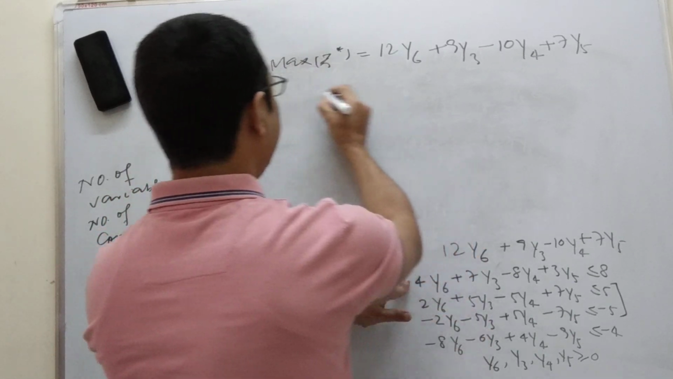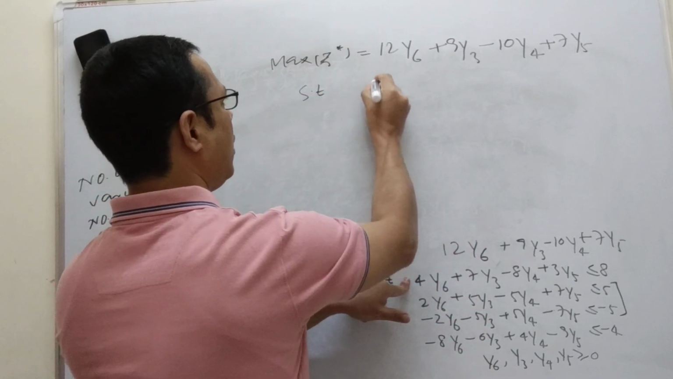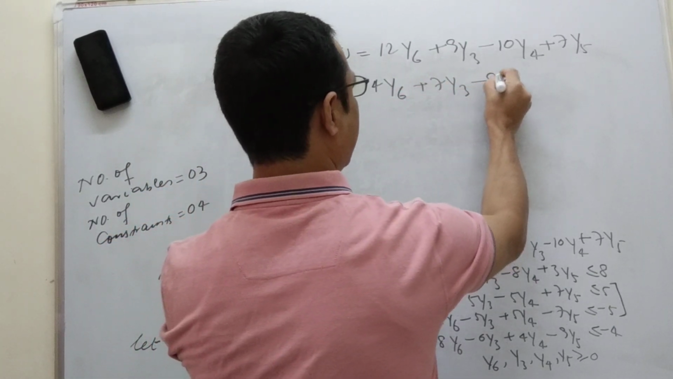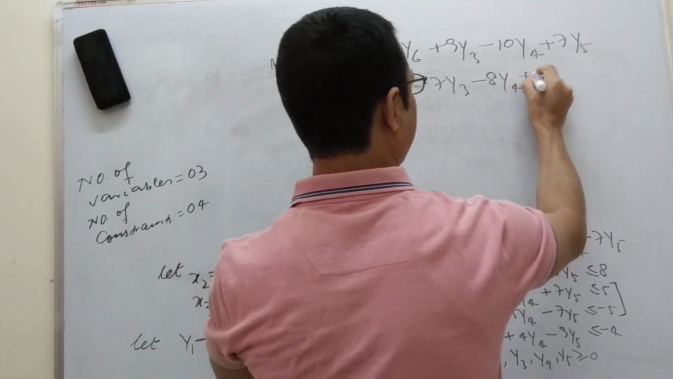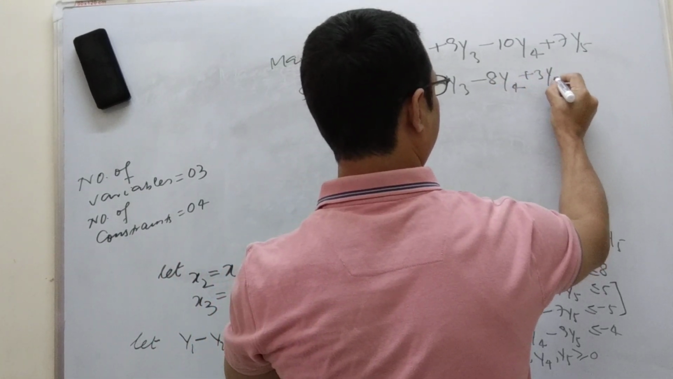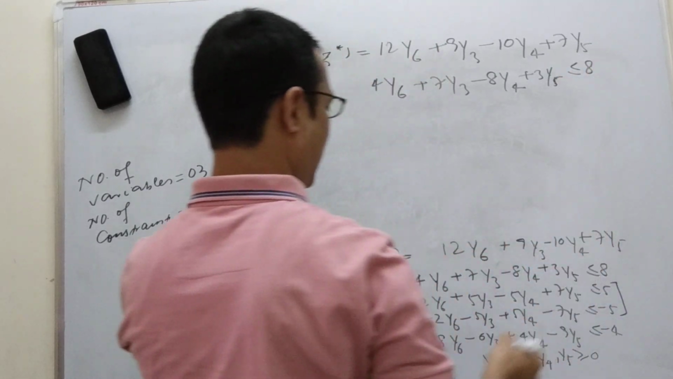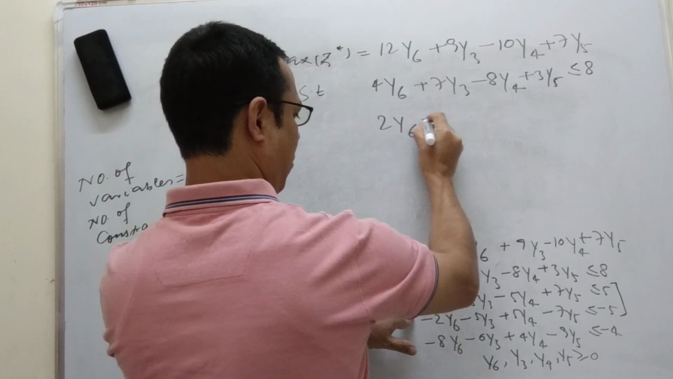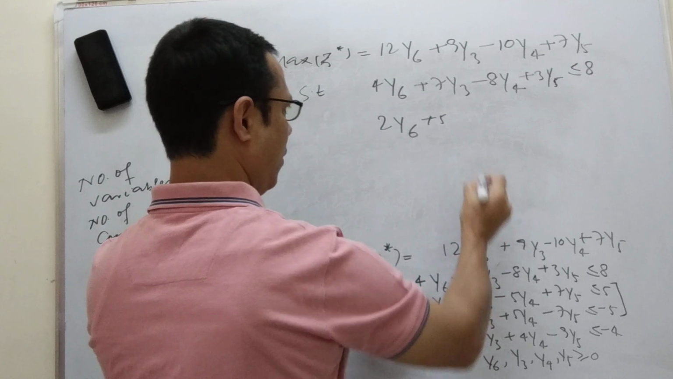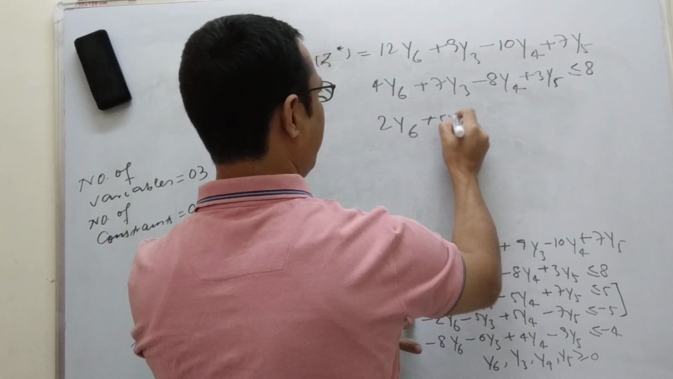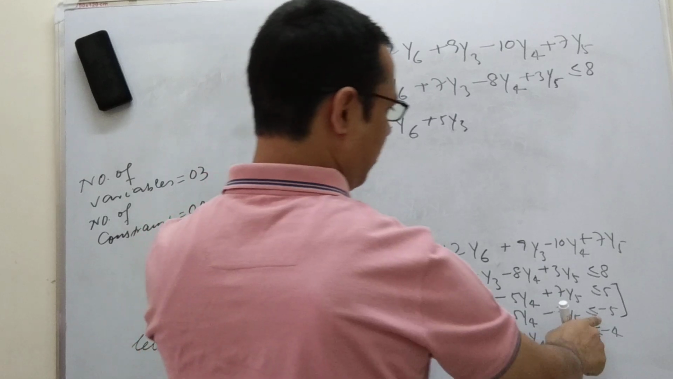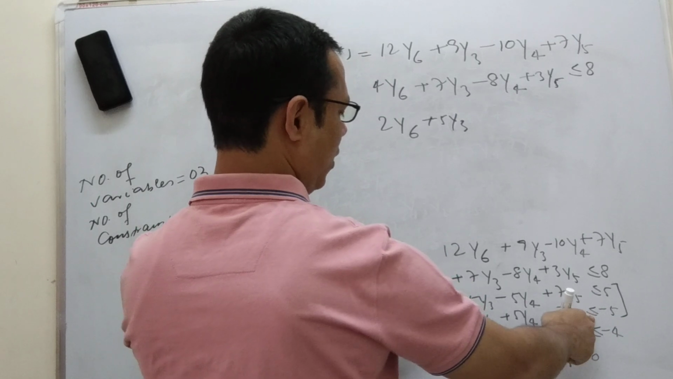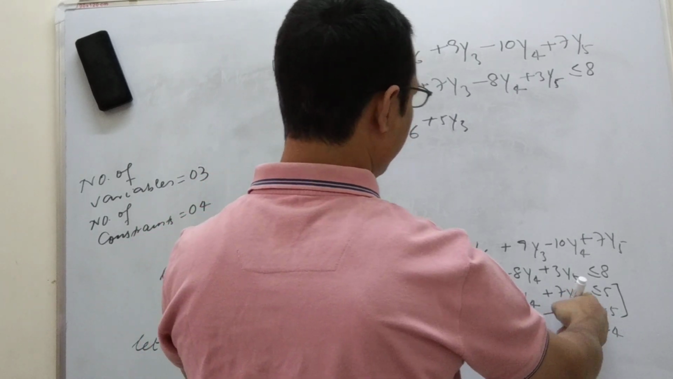So first one, just copy: subject to 4 y6 plus 7 y3 minus 8 y4 plus 3 y5 less than or equal to 8. These two will give you an equation. It means 2 y6 plus 5 y3, plus 5, because this form is for maximization, less than or equal to I am going to consider. So this one will change into greater than or equal to, but we are going to consider it as the equation.